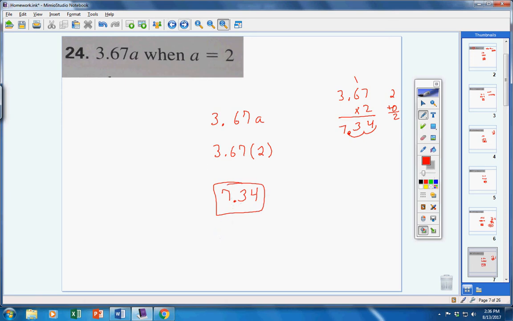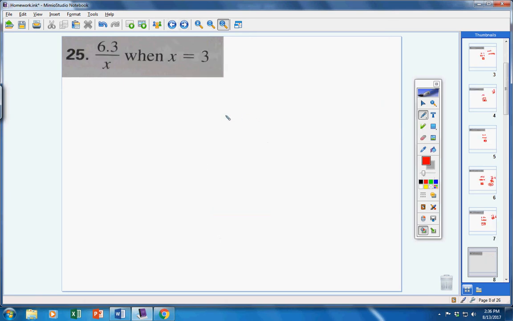Alright. Number 25. Alright, here we go. So we have 6.3 over x. That's your algebra expression. Where the x is, I'm going to put a parentheses. And I'm going to substitute 3. So now I have 6.3 over 3, which is the same thing as division. So 6.3 divided by 3, and that would give you 2.1.